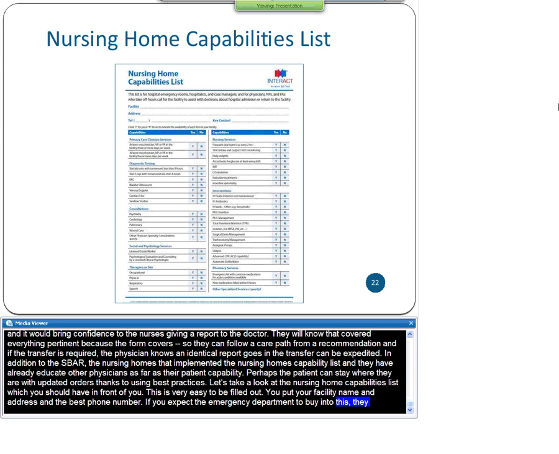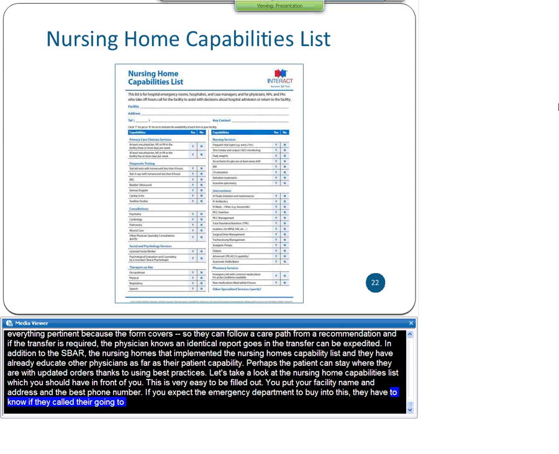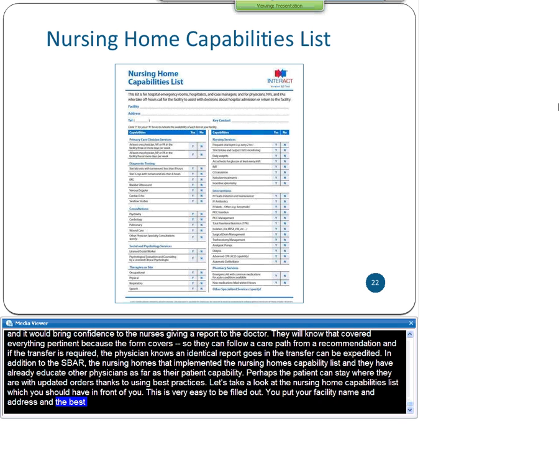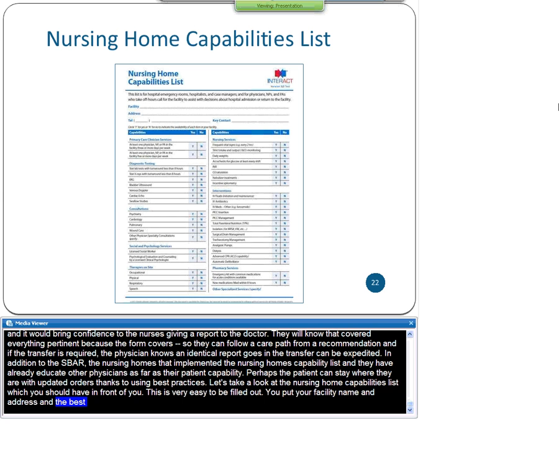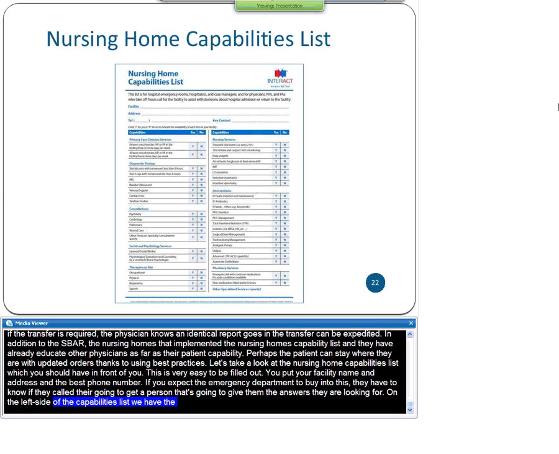So on the left side of the capabilities list, we have the primary care.